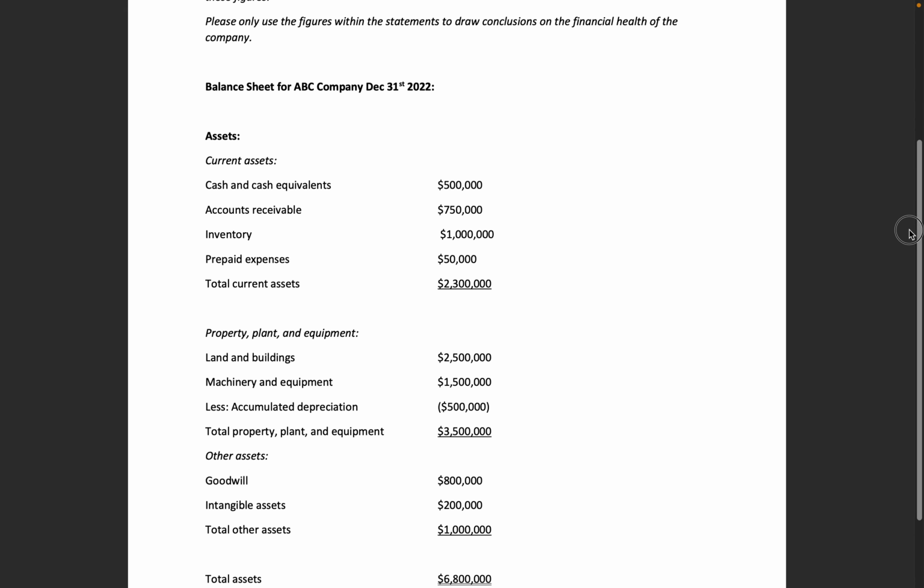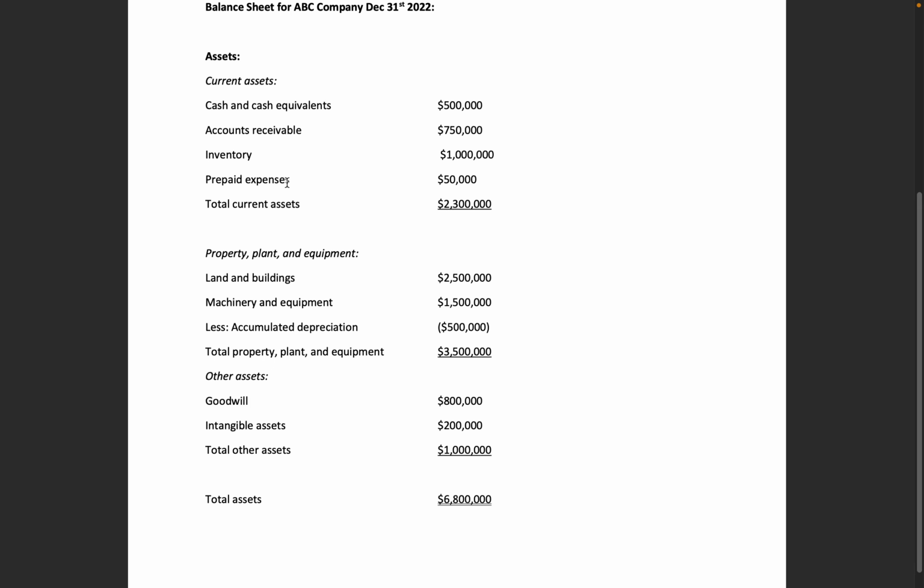We have a balance sheet. We have the current assets: cash and cash equivalents, 500,000. Accounts receivable, which, if we remember, is essentially money owed to us by clients, is 750. Inventory, 1 million. Prepaid expenses, 50. So we're looking at a total of 2,300,000. That's our total current assets.